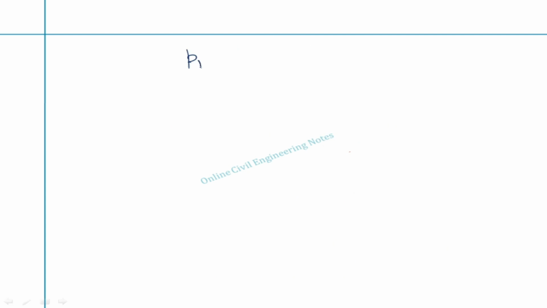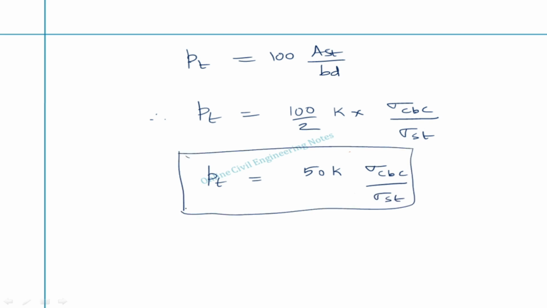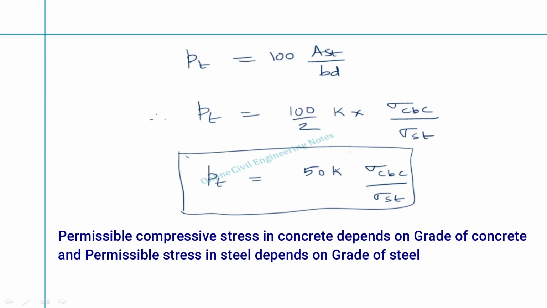This is denoted by pt. Therefore, pt is equal to 100 AST by bd. pt is equal to 100 by 2 into k into sigma CBC by sigma ST. That is 50 k sigma CBC by sigma ST. If you know the permissible compressive stress in concrete, the permissible tensile stress in steel, and the k value, we can easily find out the critical percentage of steel.